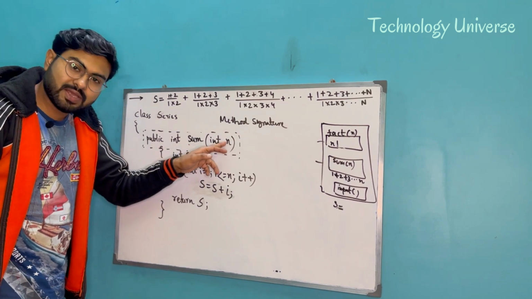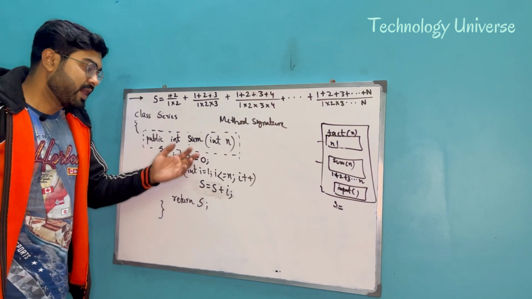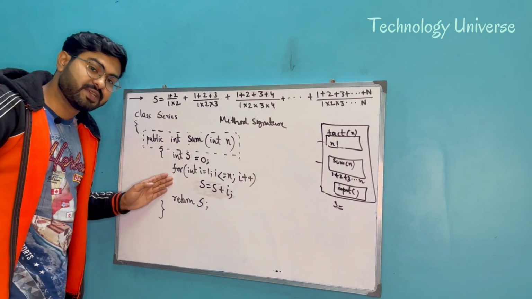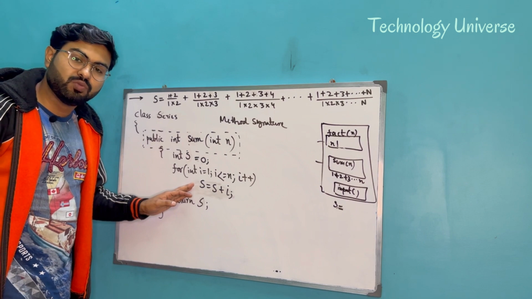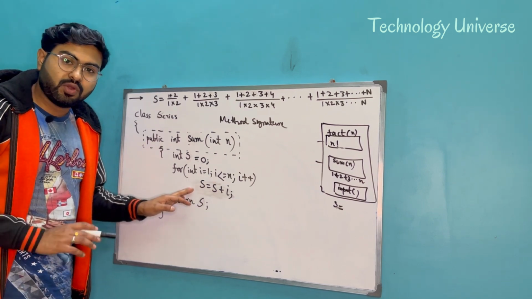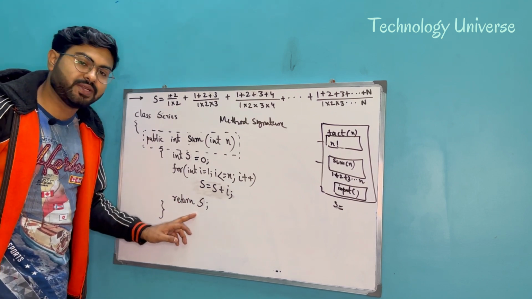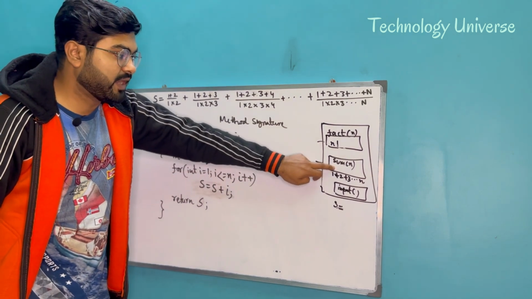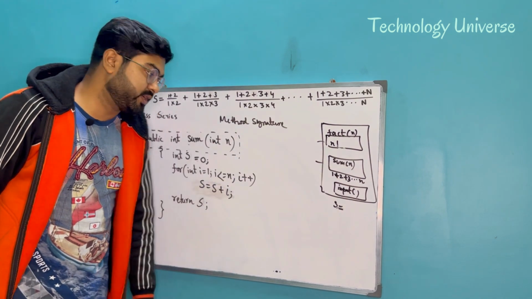If you are giving 4 as input, then s would become 1 plus 2 plus 3 plus 4, and after that the value would be returned when the loop body completely executes. Till the condition is true, the body of the loop would execute. When the condition is false, the loop body would not execute. Then ultimately the value that we get in s would be returned. So this code is basically responsible for the second block, calculating the sum of the first n natural numbers.